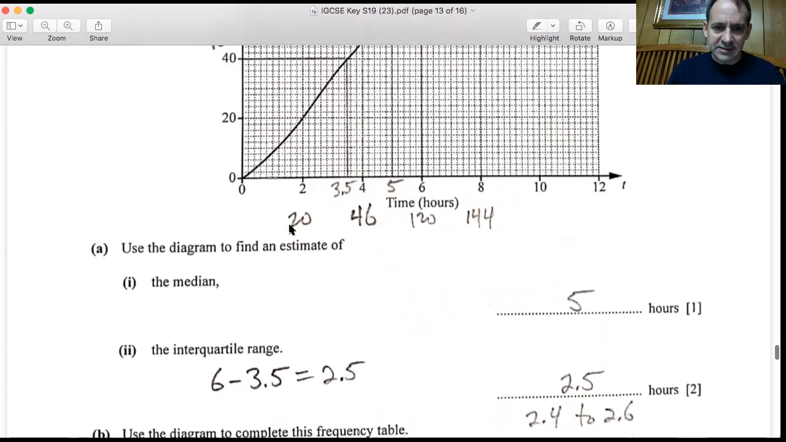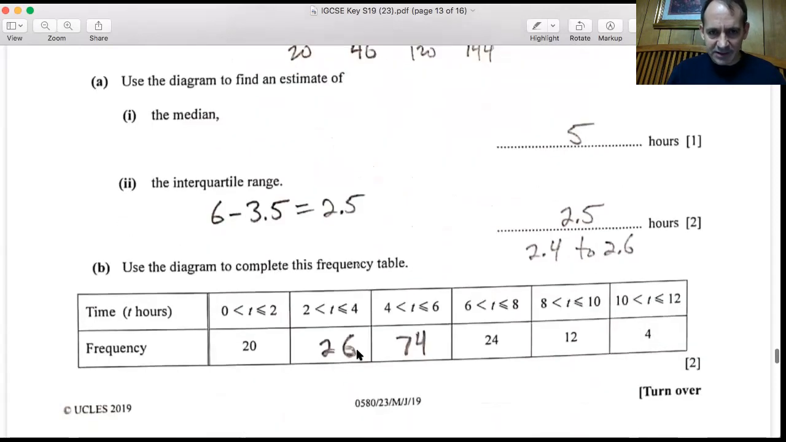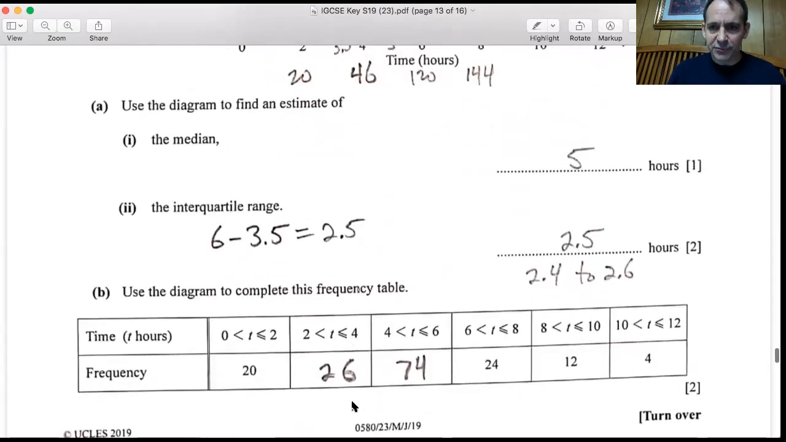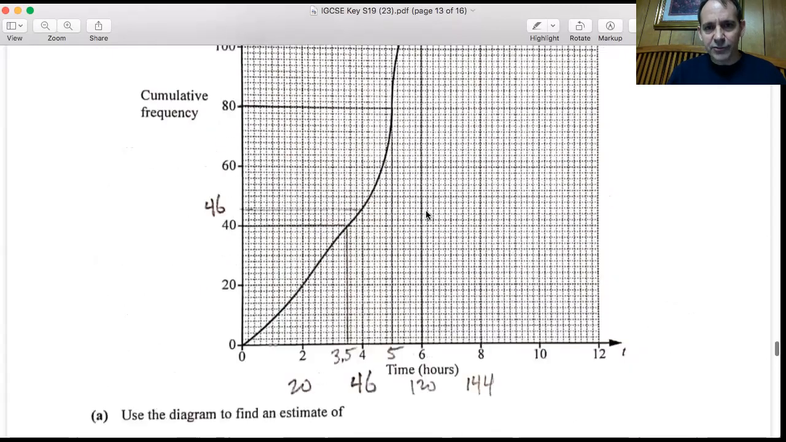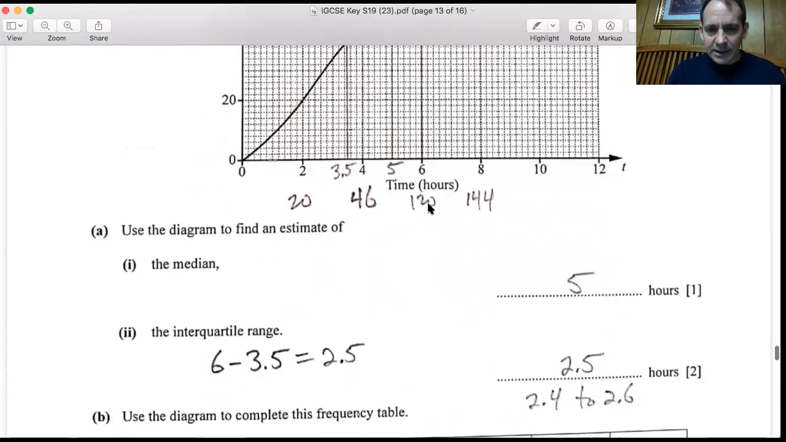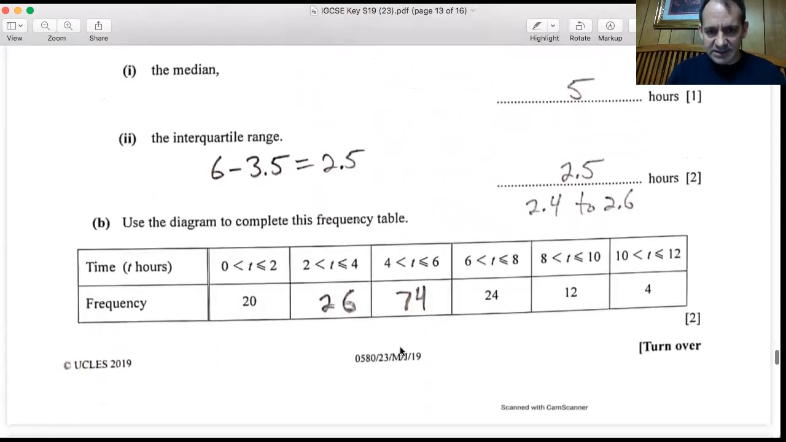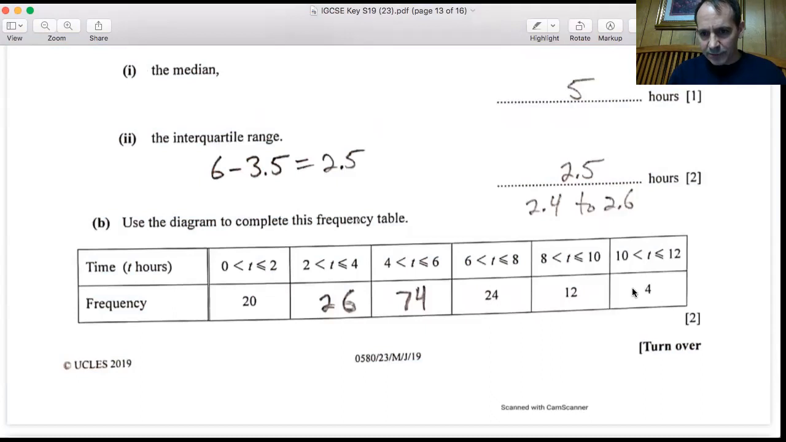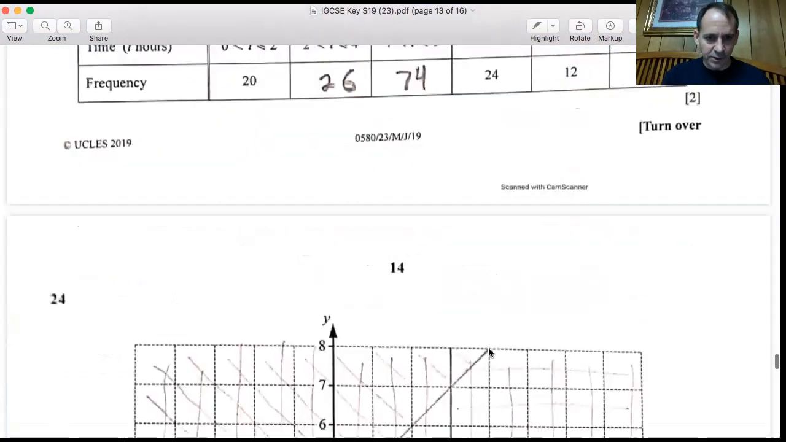So 46 minus 20 is 26. Remember, this is cumulative frequency. You have to subtract the cumulative frequencies to get just frequency. Then the 6 is right here. You follow the 6 up and you get to your 120. We had already done that one. So 120 minus 46 is 74. And then I think they provide these other ones already, 24, 12, and 4. So we just needed the 26 and 74.